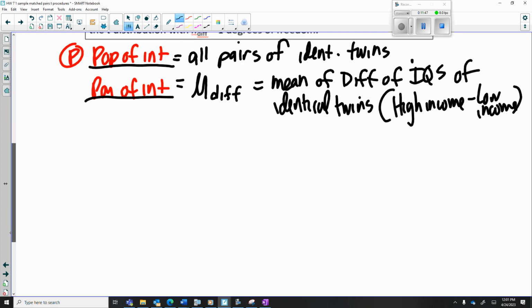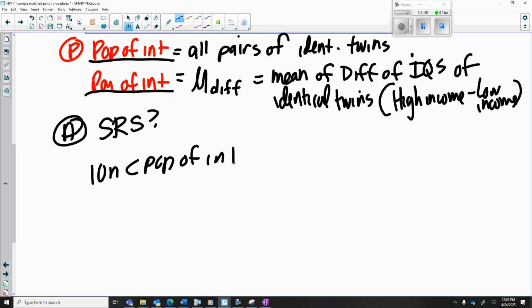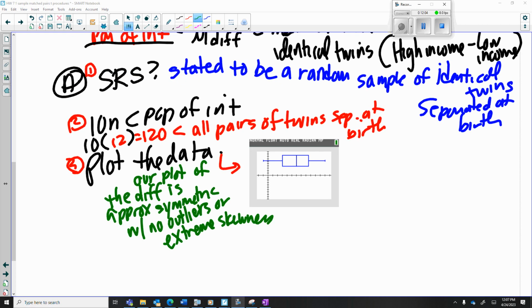All right. Now assumptions. First one, is it an SRS? Second one, is 10n less than the population of interest? And third one, plot the data. Okay, I would do all three. I'm going to pause the video here and actually go do them.